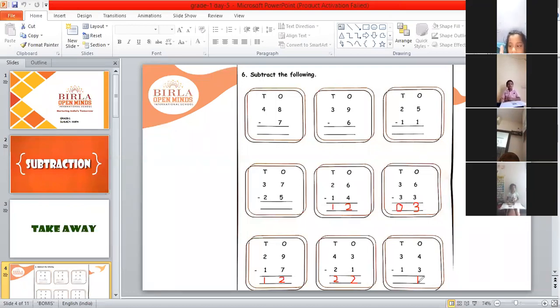And now from these 3 fingers, how many will you remove? 1. So now tell me how many are left? 2. Yes. So now tell me what is the answer? 3 minus 1 is 2. So what is the answer, Veda? 21. Yes, the answer is 2, 1, 21. That's the correct answer.